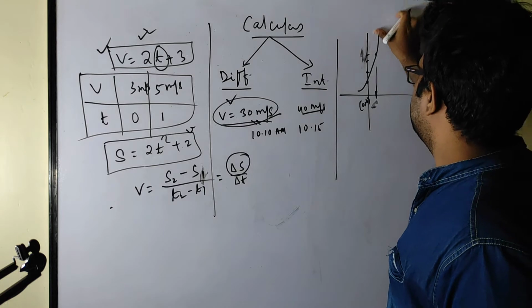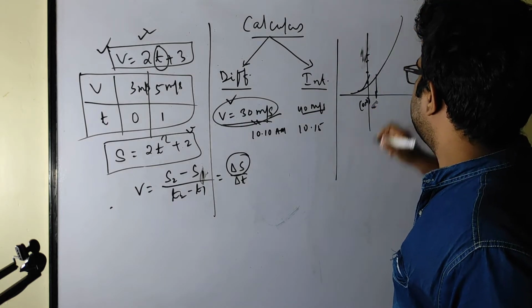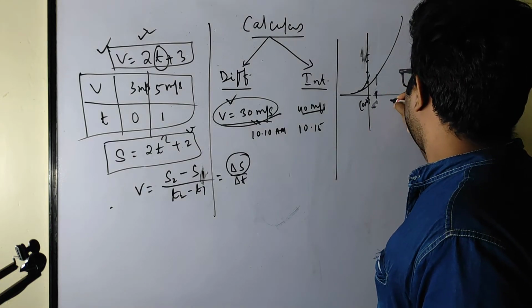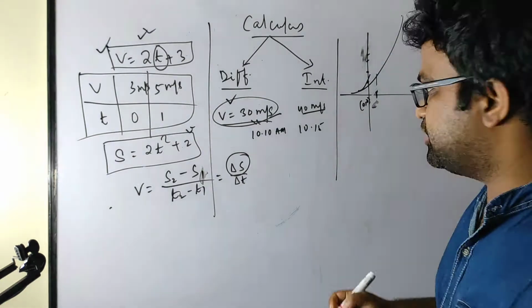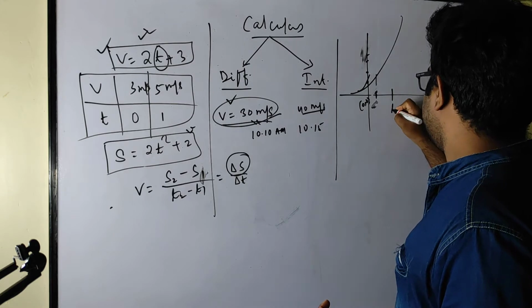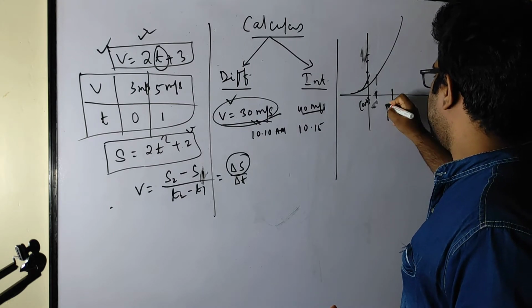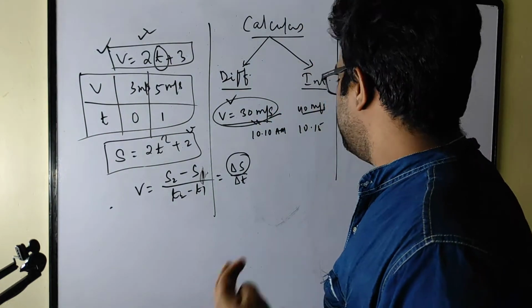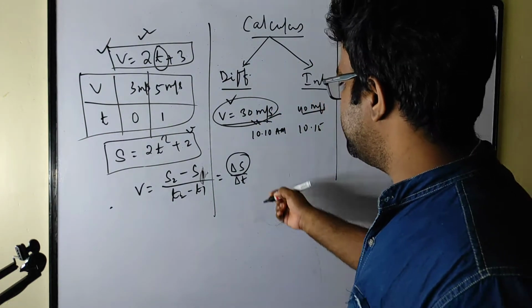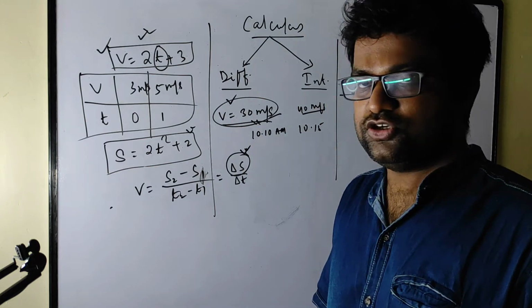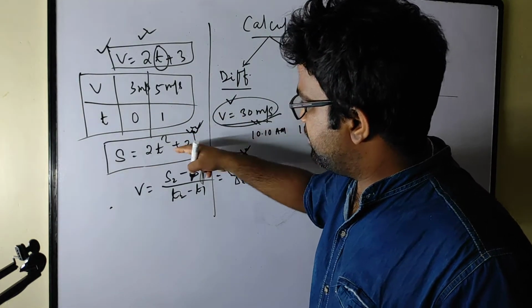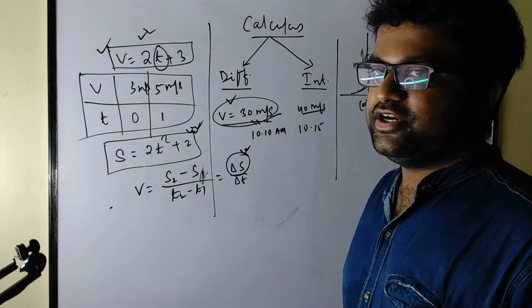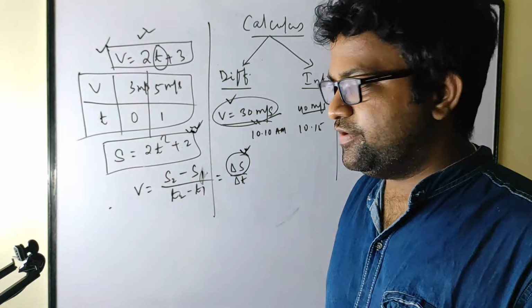Now for this curve, let's say you want to get the velocity of this object at a particular instant, say time t equal to 3 seconds. How will you calculate the velocity? We do not know the final and initial position here, but we have an expression like this. So we can use a technique called differentiation, the derivative.